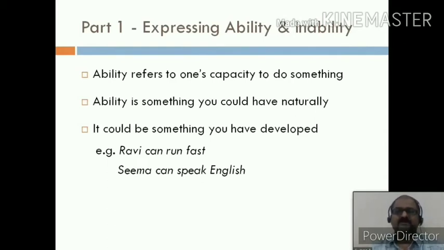Ability can be something that you learn naturally, right? For example, here we have Ravi can run fast. Running is something that you naturally develop, though you can also get trained in running if you want to be a professional runner. So running is an ability that we naturally pick up as we grow. Ability can be learned naturally, or it could be developed by conscious effort, like Seema can speak English. Learning a language, learning to drive, learning to cook, all these don't come naturally, but we need to put conscious effort in order to develop them.